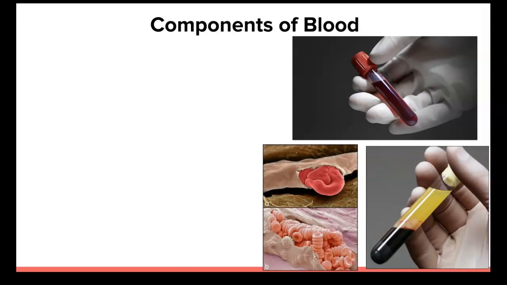So in this video, we're going to be talking about the different things that are in blood. We're also going to be talking about the process that it takes in order to clot. So to start off today, we have three different components in blood.